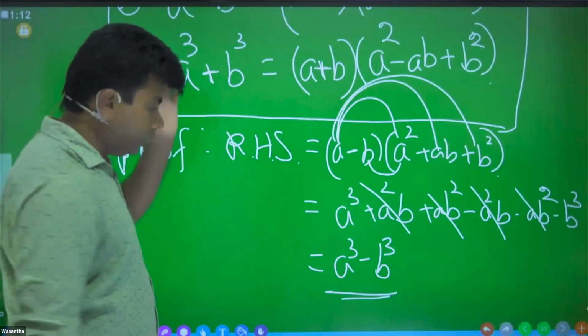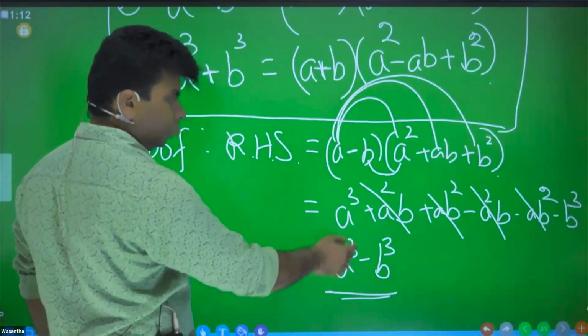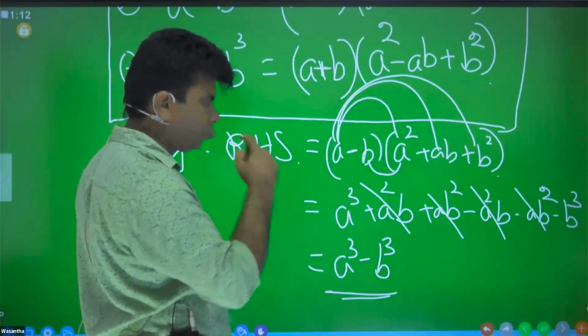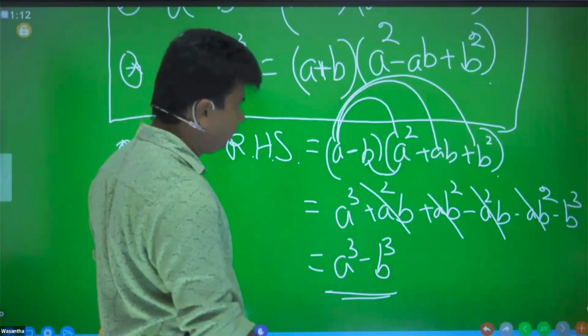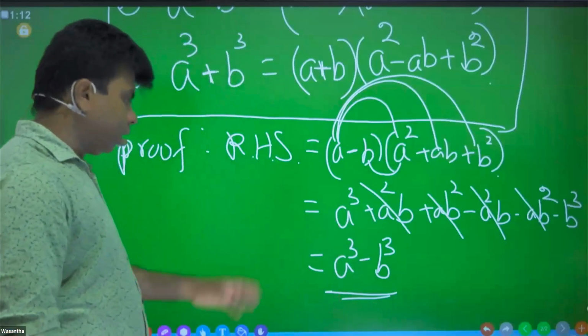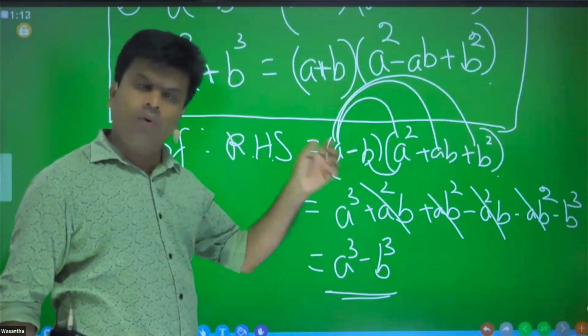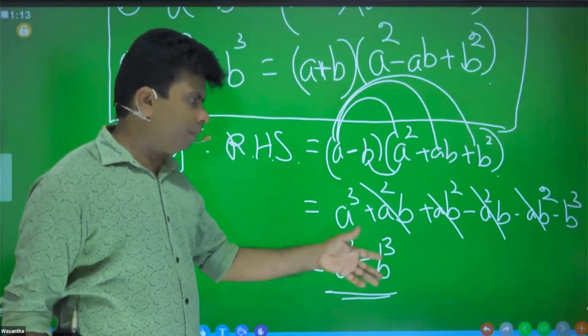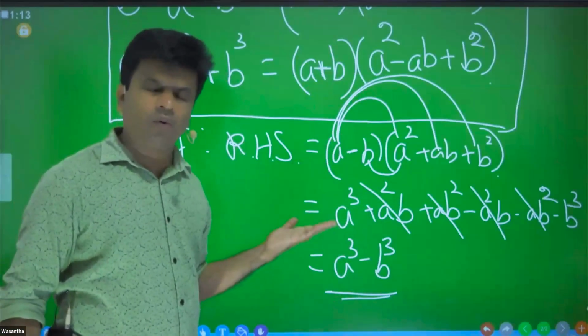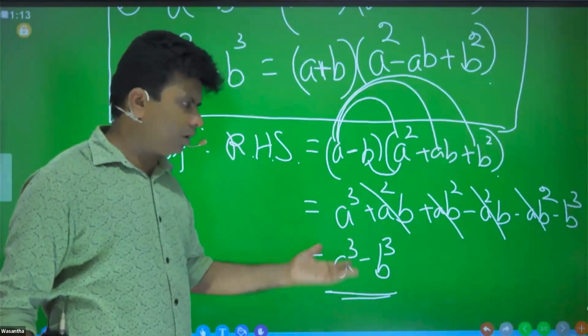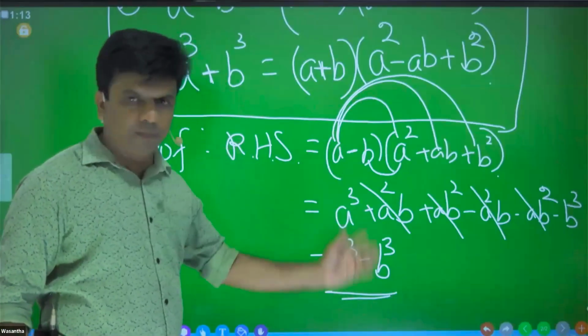Therefore, a cube minus b cube equals a minus b into a square plus ab plus b square. Similarly, if you want to prove the other one also, you can take the right hand side and multiply, and you get the answer. I don't do that part because you are all after O level, anyone can catch it. But anyway, take this proof part.